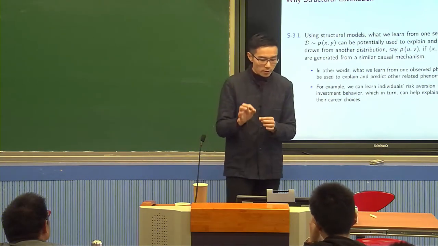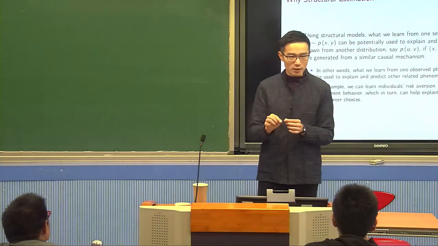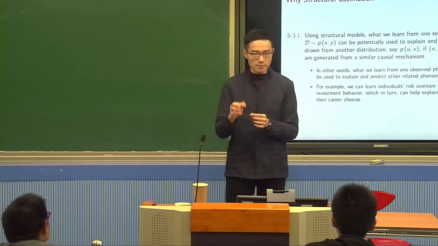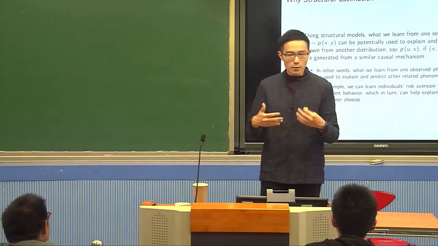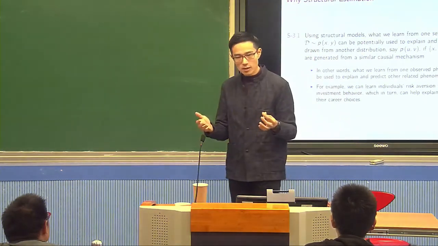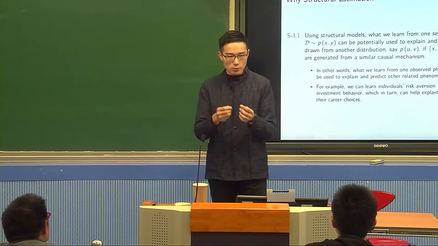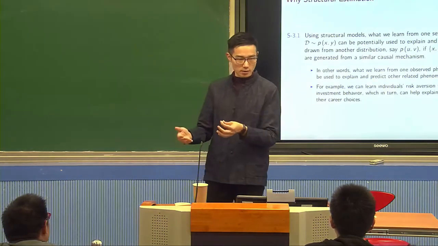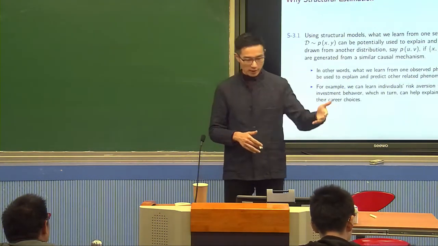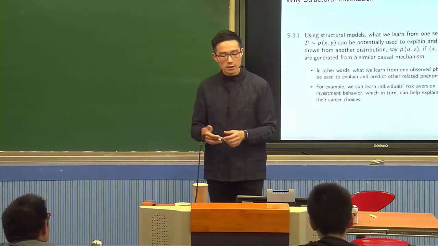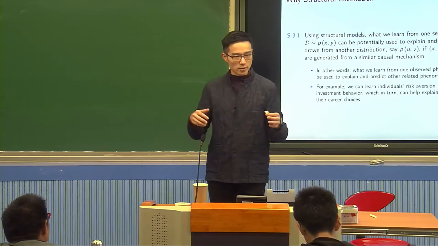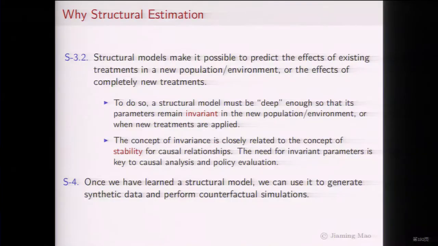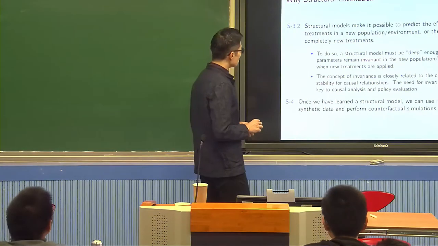If we use a structural model to learn this person's risk aversion, and our model is good enough, then we can use the estimated risk aversion to help predict that person's investment behavior. If the person has money and invests in different kinds of assets, how would that person, or that person's investment manager, invest? The investment decision is governed by the same risk aversion that is also revealed in this person's career choices. So you can potentially learn from one kind of data and use it to predict other related phenomena if you estimate the underlying causal mechanism using a structural model. If you use reduced form, it would be very hard to do things like this. This is the power of structural models.